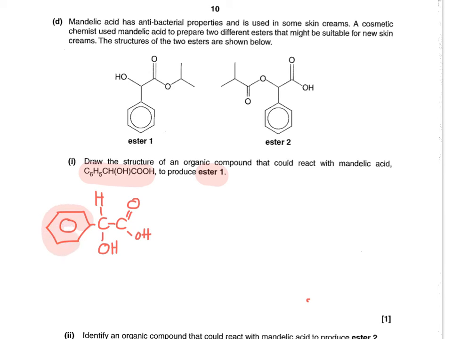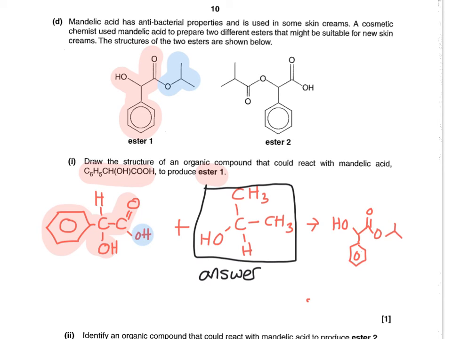Mandelic acid has a benzene ring, so does ester 1. Mandelic acid has an OH group, so does ester 1. Mandelic acid has a COOH group, and ester 1 has the C double bond O of a COOH group. So what we want is to know where that came from, or in other words, how that turns into this part of ester 1.